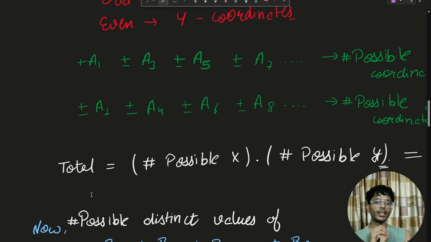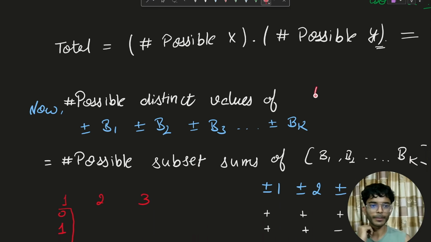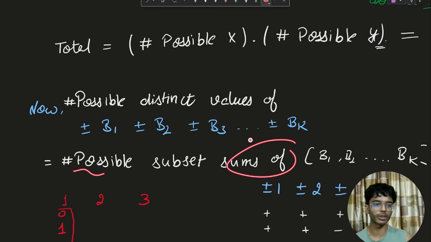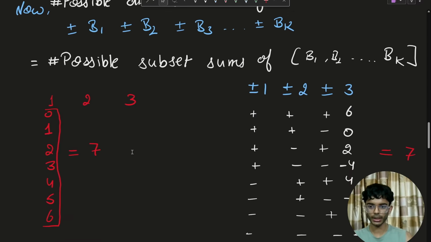So now I'll just state a property. For an array B of size k, the number of distinct values of this summation is equal to the number of possible subset sums of B1 to Bk, right? And why is this true? So let's start with an example and then we'll mathematically prove it.